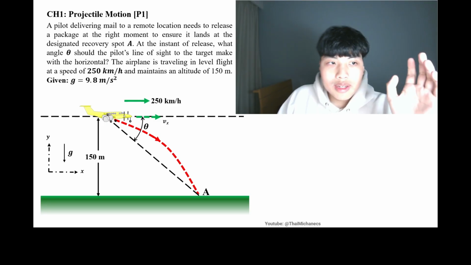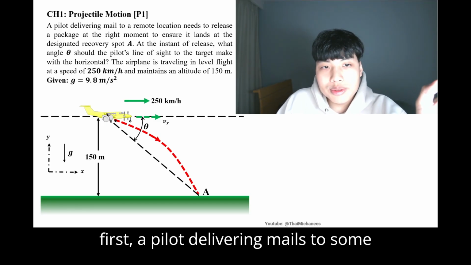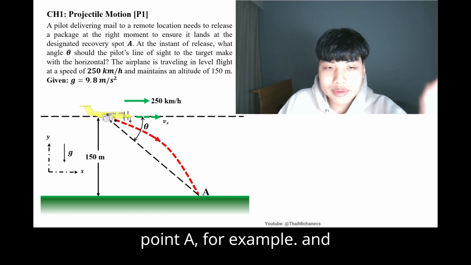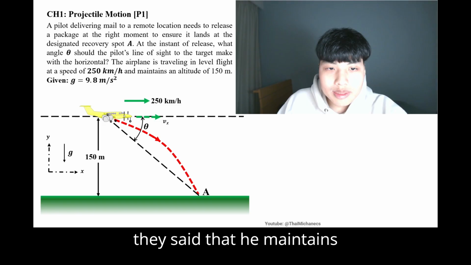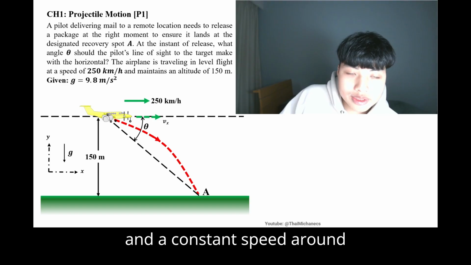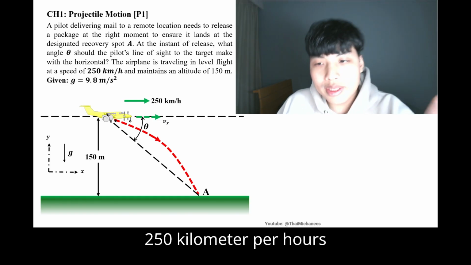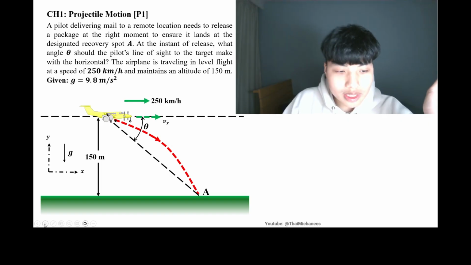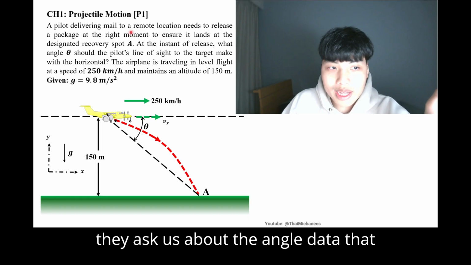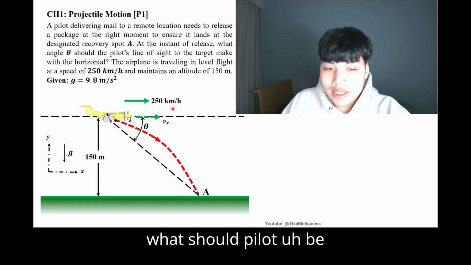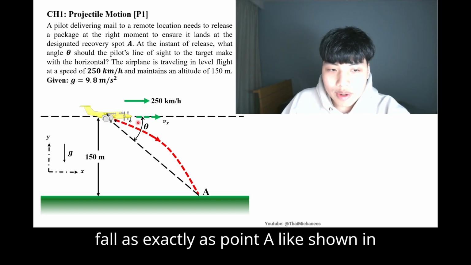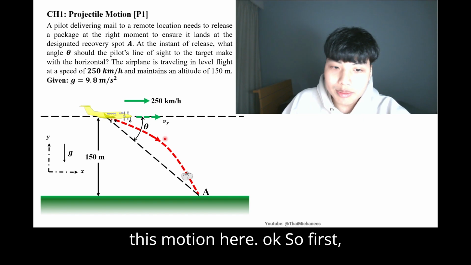First, a pilot is delivering mail to some location. Say that location is point A, for example. He maintains an altitude of 150 meters and a constant speed of around 250 kilometers per hour, as shown in the slide here. They ask us for the angle theta at which the pilot should drop this package so that it falls exactly at point A, like shown in this motion here.